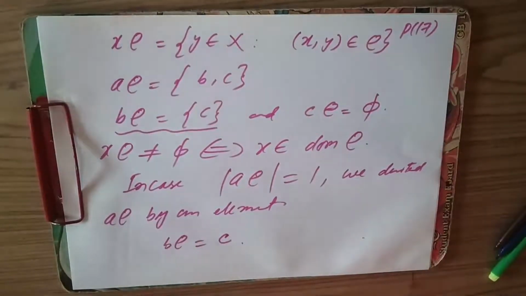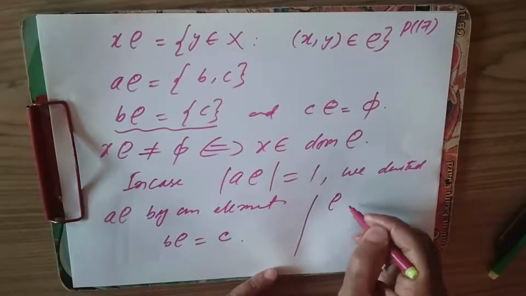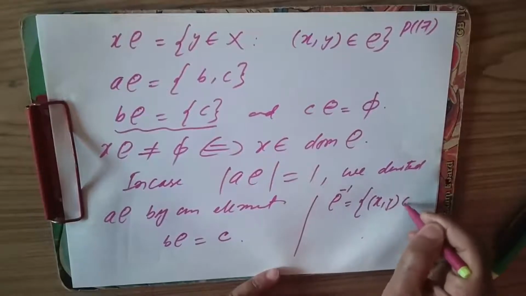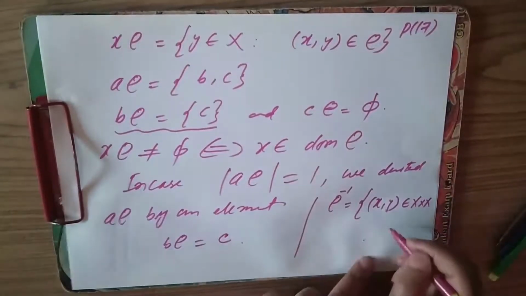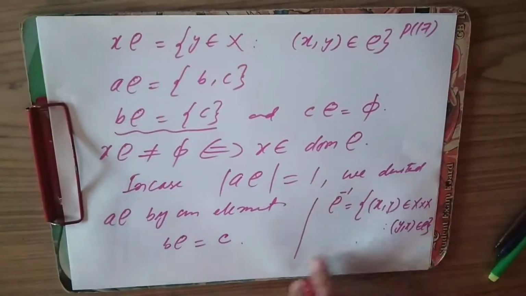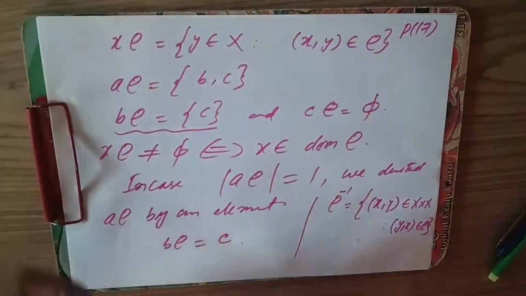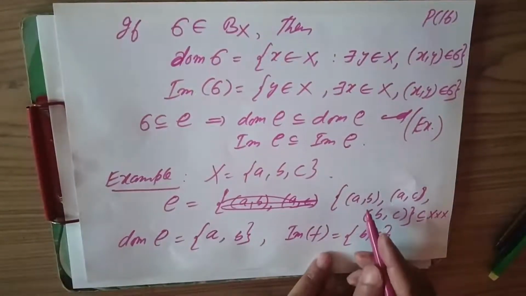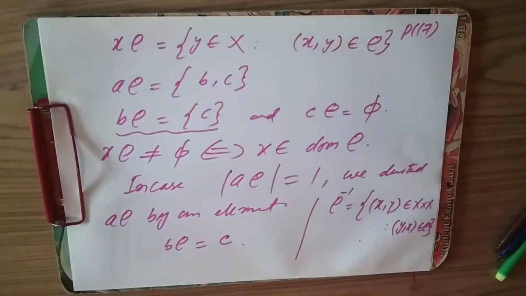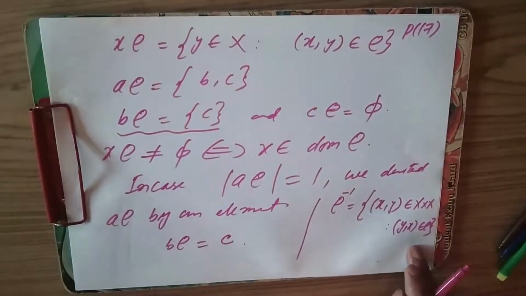So next we define the converse of a relation. What's the converse of a relation? If rho is a relation, then what's the rho inverse? Rho inverse is again a subset of X cross X. It's the set of elements of X cross X such that Y comma X belongs to rho. It's just the reverse. So here, what's rho inverse? Rho inverse means BA, CA, CB. That's the rho inverse. So rho inverse means those elements X comma Y such that Y comma X belongs to rho.